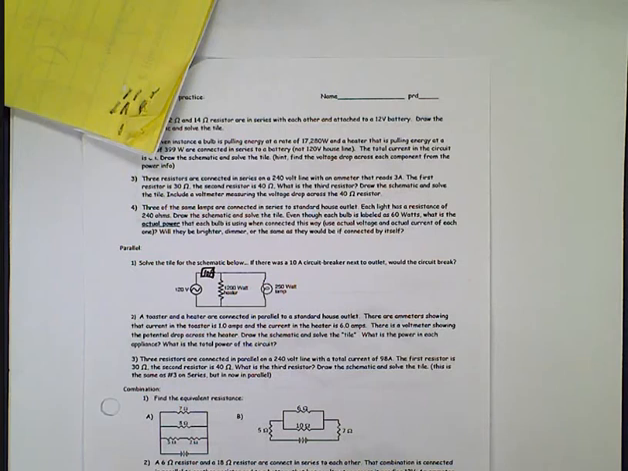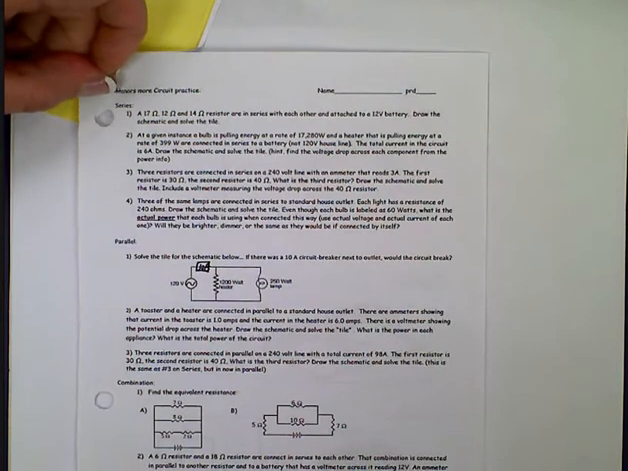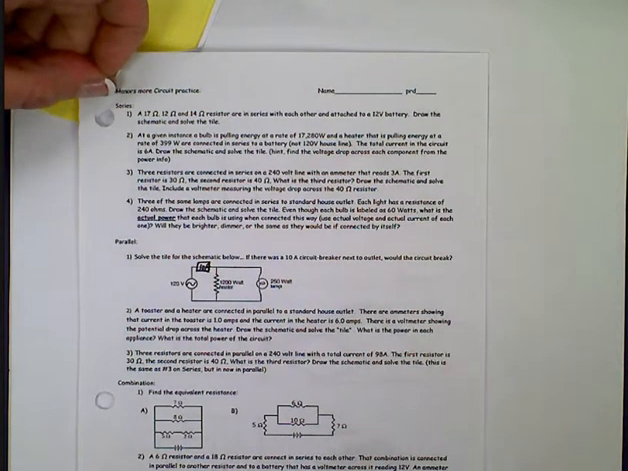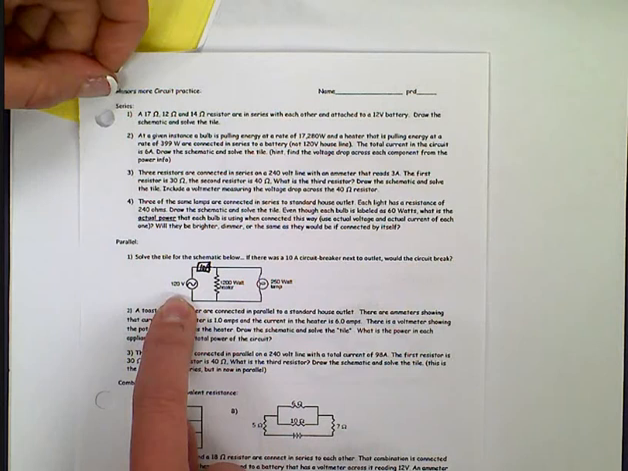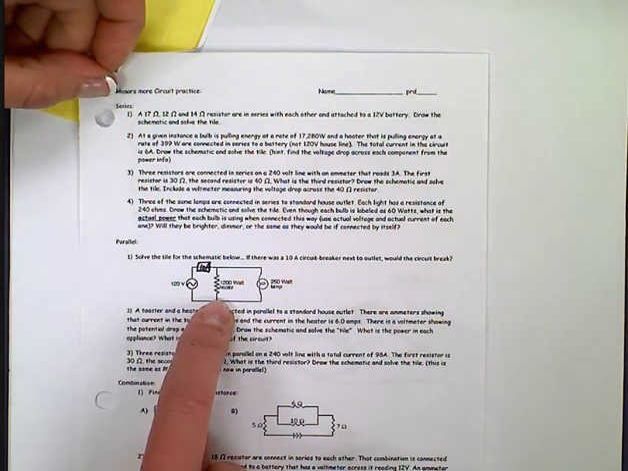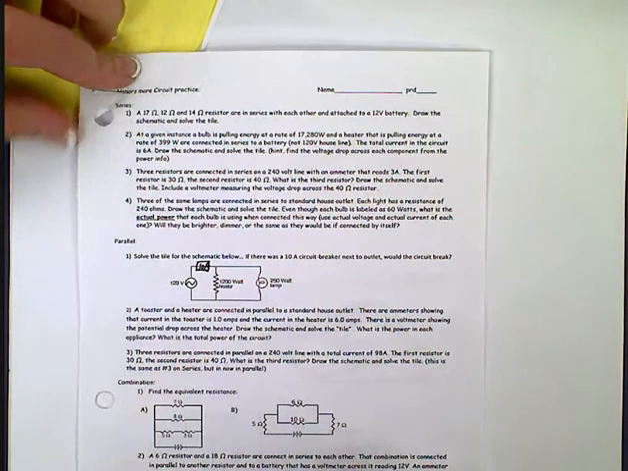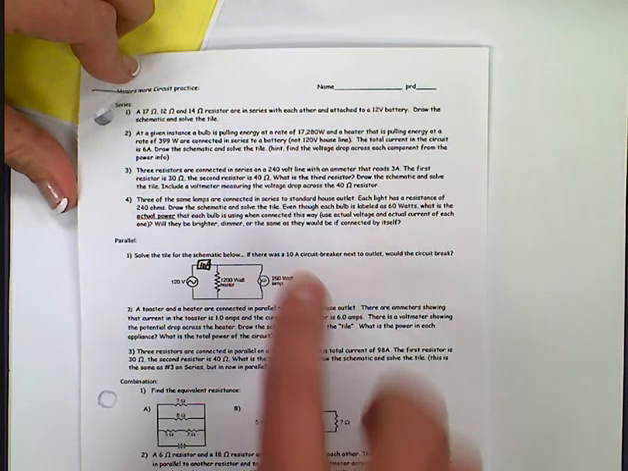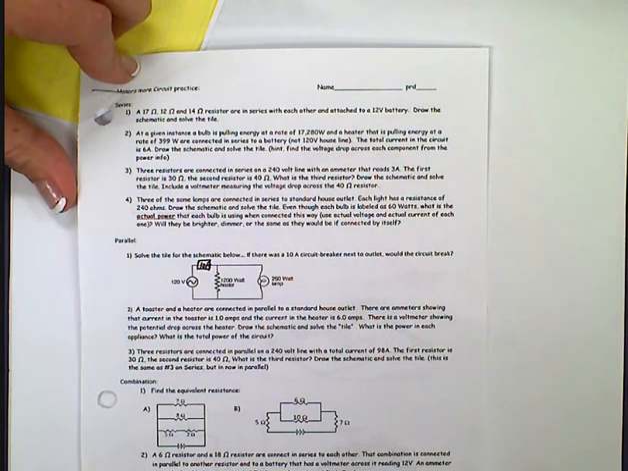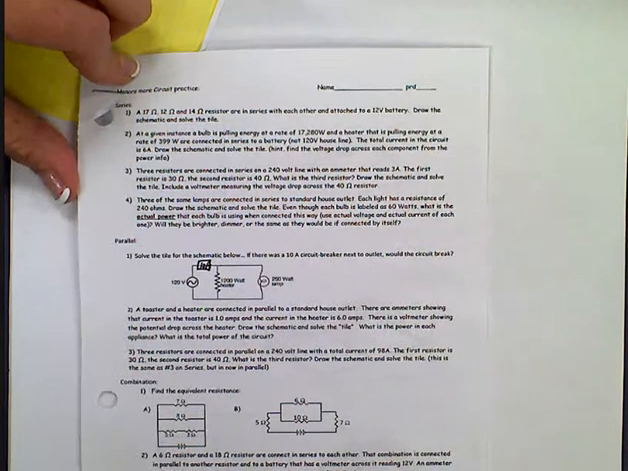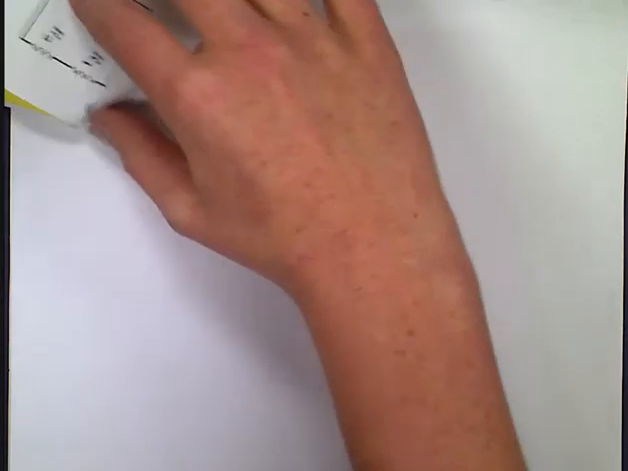All right, on the more circuits practice worksheet in the center for parallel, we're going to do number 1. So I've got a 120 volt generator and a heater and a lamp that are in parallel with each other. The heater has a power of 1200 watts and the lamp has a power of 250. The question at the end is there's a 10 amp circuit breaker next to the outlet. Would the circuit break? So I'm going to go ahead and just redraw this and solve for the tile.